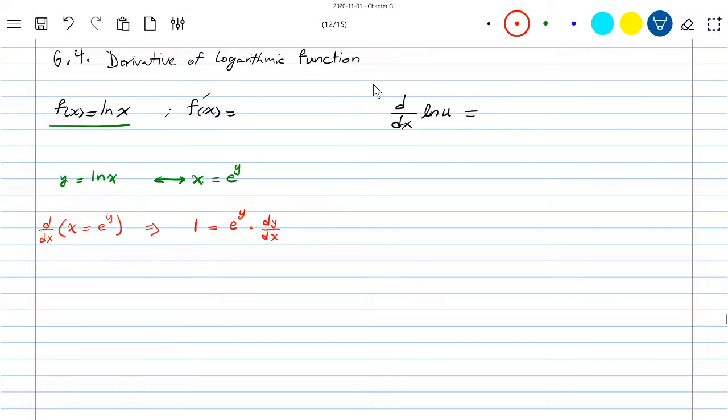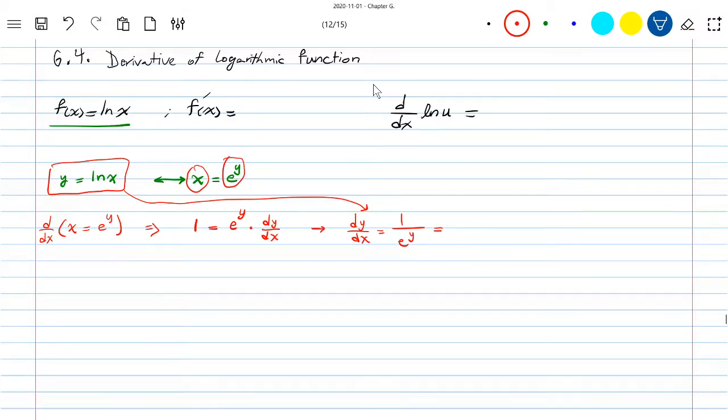Okay, so if we're solving for dy over dx, then I can say dy over dx is simply 1 divided by e to the power y. Right? So if this is the equation y equal to ln x, then I found out that the derivative is 1 divided by e to the power y. But what is e to the power y? E to the power y is simply x. So this could be simplified to 1 over x.